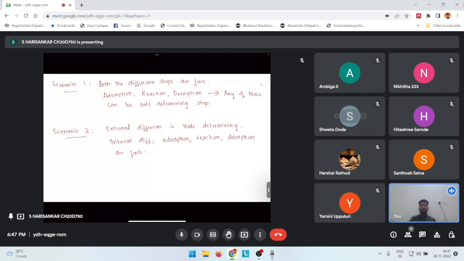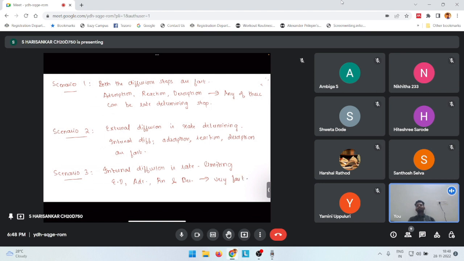And we can have a third scenario. In this scenario, your internal diffusion is rate limited. So that means all your external diffusion, adsorption, reaction, and desorption are very fast.